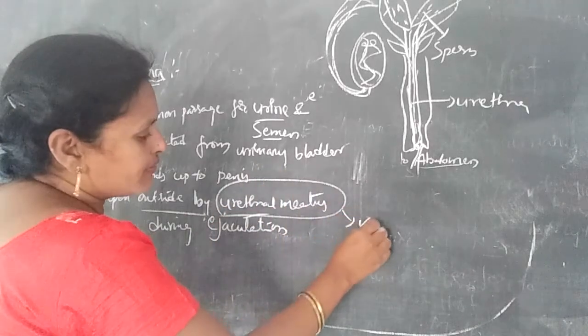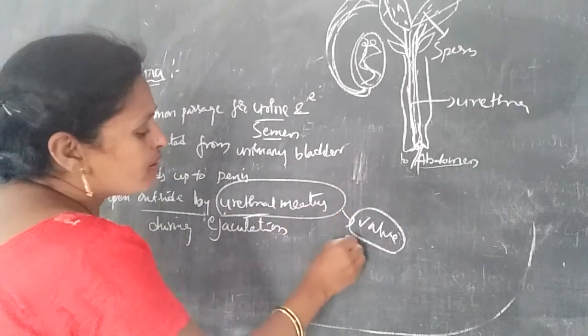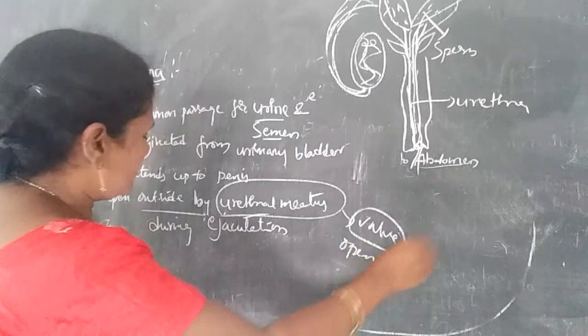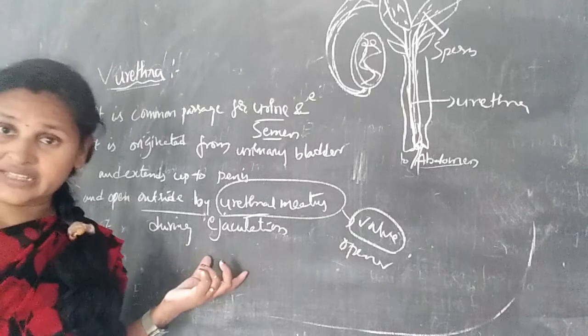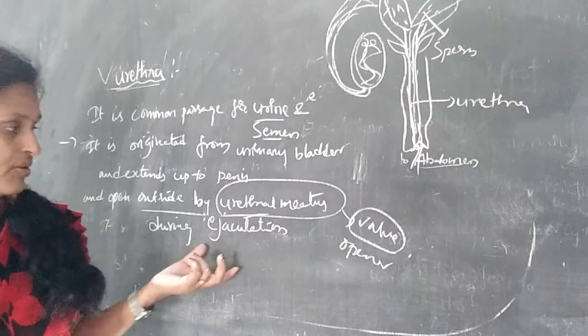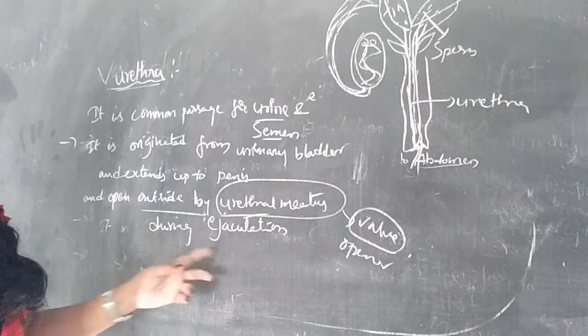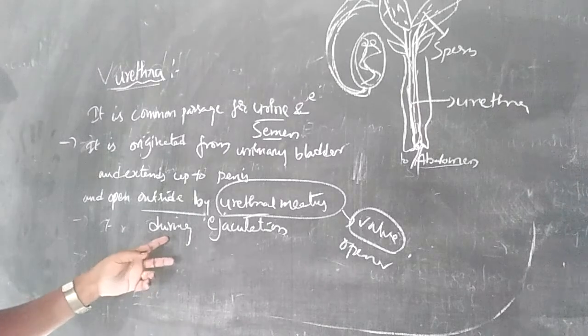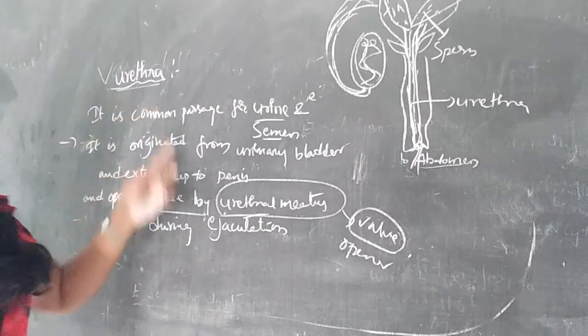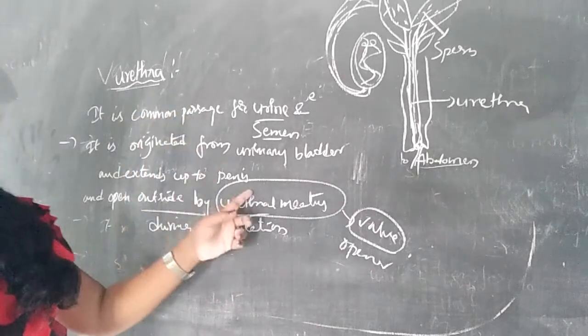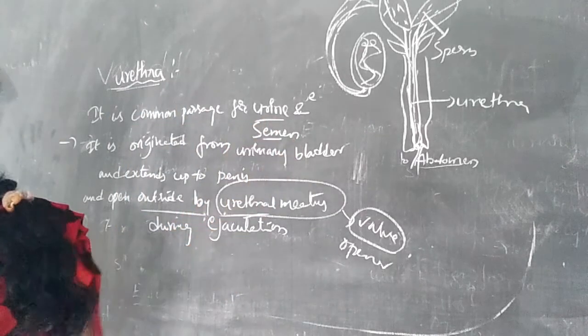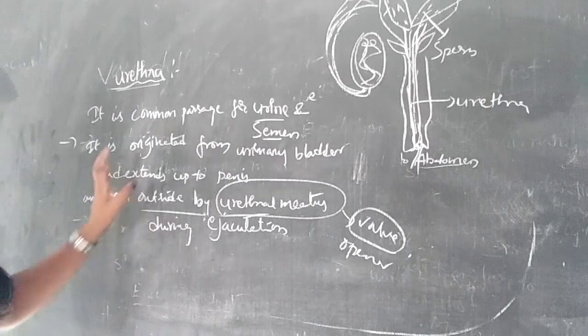It's like a valve opener. During ejaculation or fertilization, the urethra is open and semen is passed out; when the urethra is open, urine is passed out. So that is the urethra.